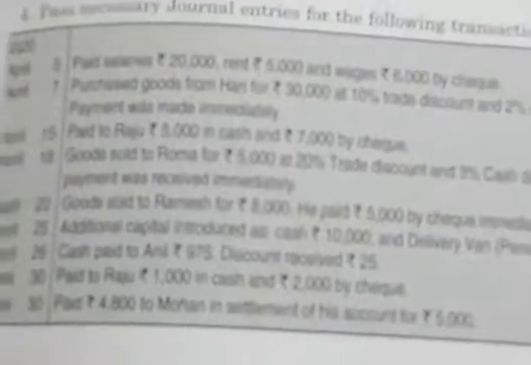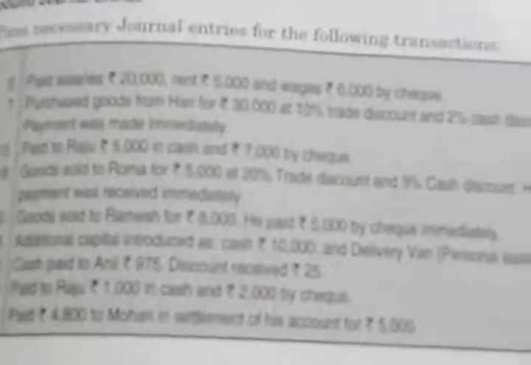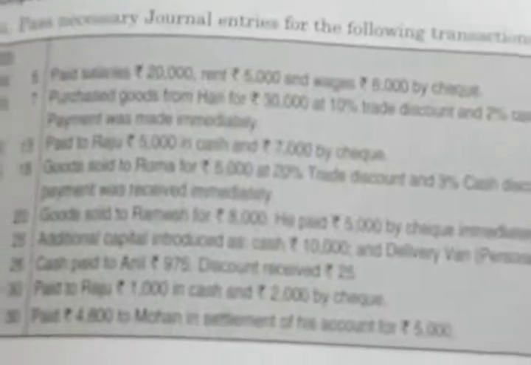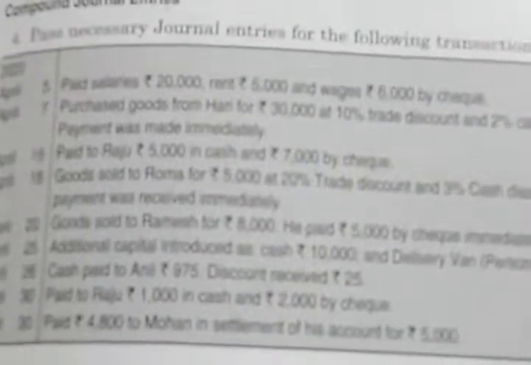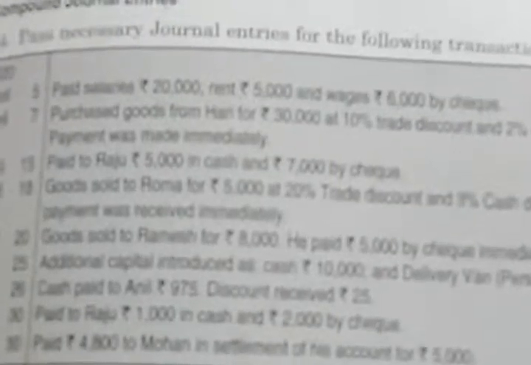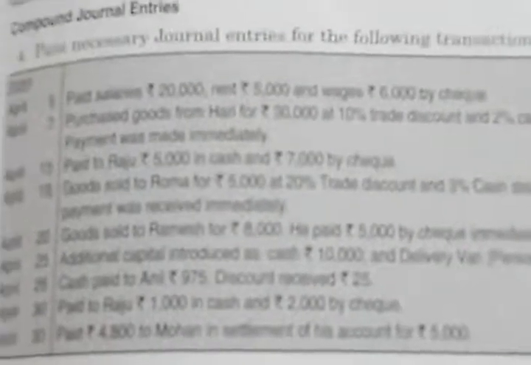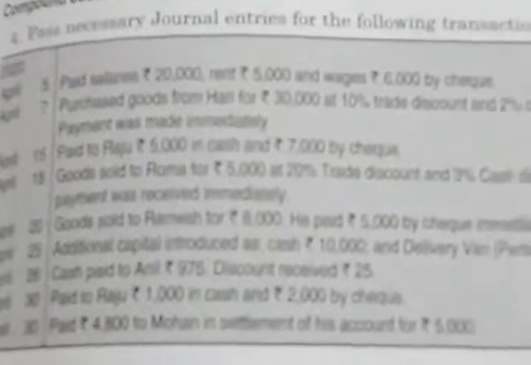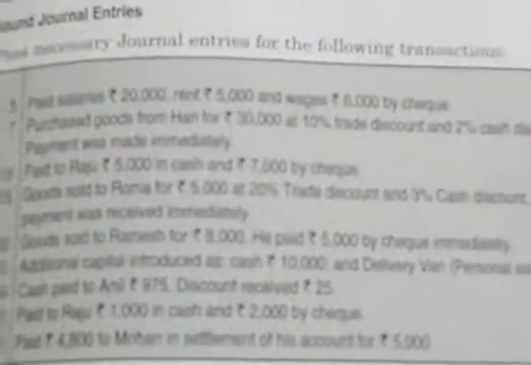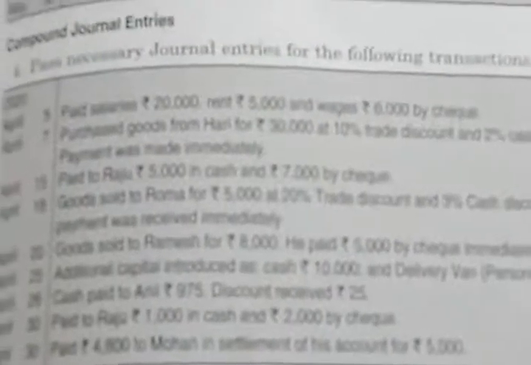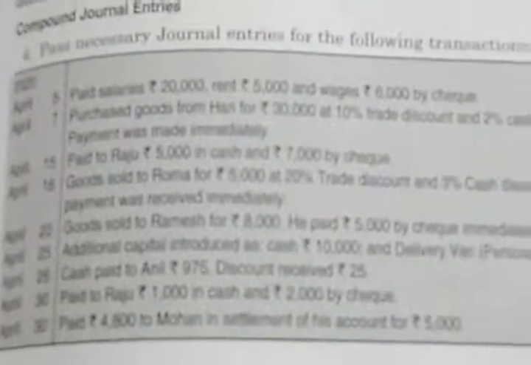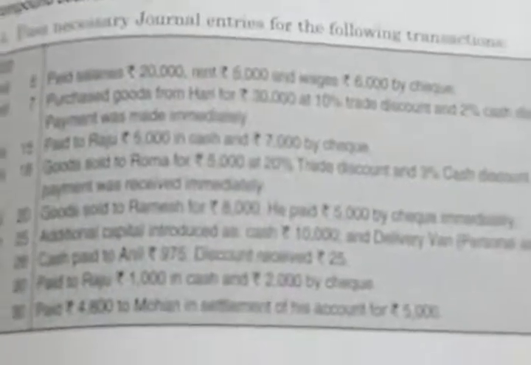Paid salary, rent, wages, then purchase goods from Hari 30,000 at 10% trade discount and 2% cash discount. Payment was made immediately. Paid to Raju rupees 12,000, of which 5,000 in cash and 7,000 by check. Then goods sold to Roma for rupees 5,000 at 20% trade discount and 3% cash discount. Payment was received immediately. Goods sold to Ramesh 8,000 and he paid 5,000 by check immediately.